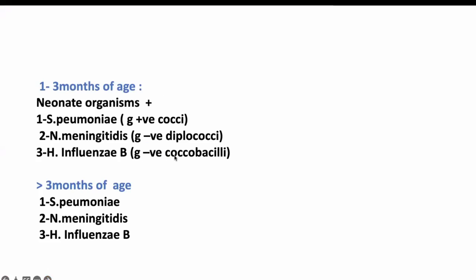What about patients between 1 to 3 months of age? Still, you have the neonatal organisms, plus strep pneumo, Neisseria meningitidis, Haemophilus influenzae, especially type B. So again, you need to know all the details about the organisms. What is their microbiology? What's their appearance in gram stain? So strep pneumo is gram-positive cocci, Neisseria is gram-negative diplococci, Haemophilus influenzae gram-negative coccobacilli.